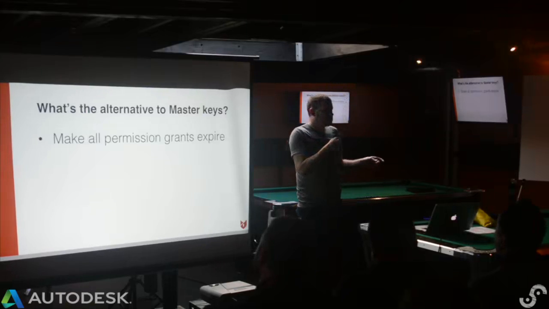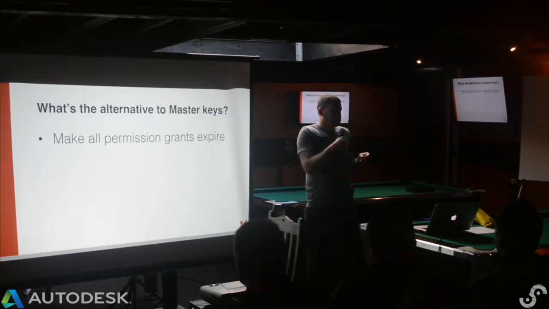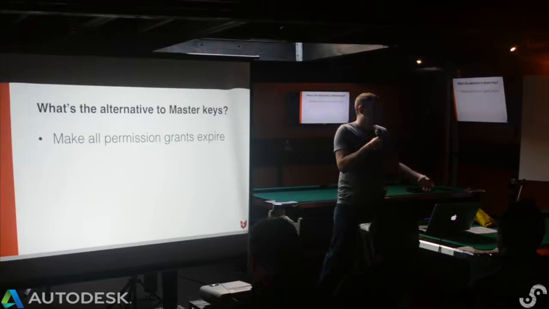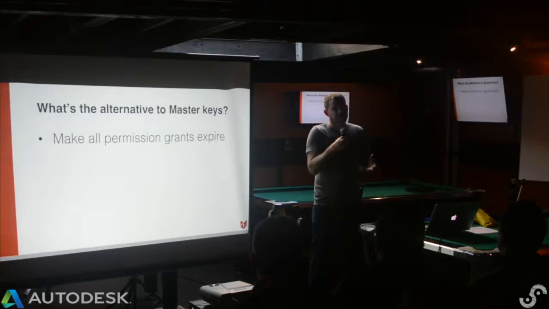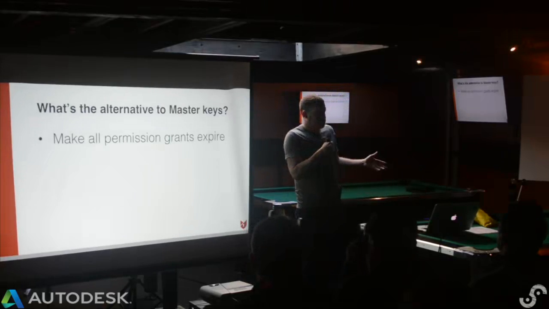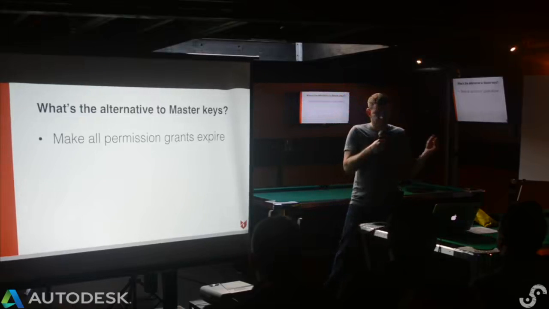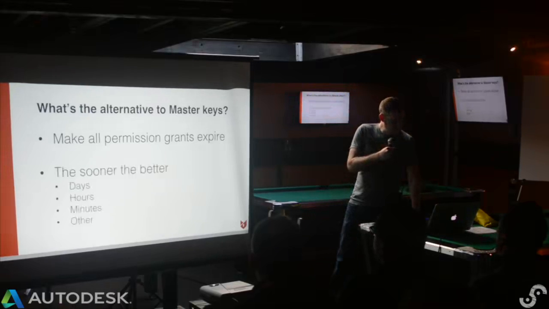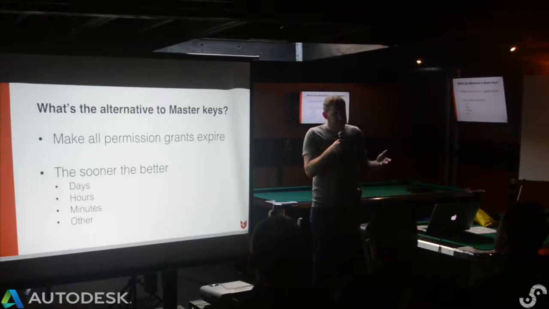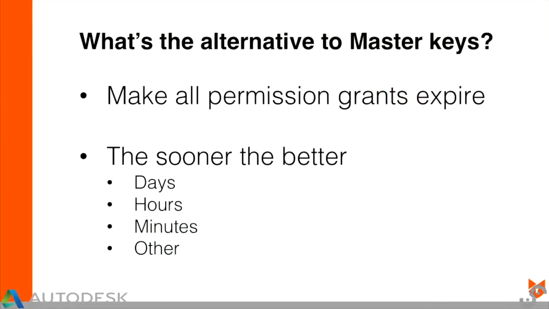And you want these to be short. Ideally, it would be you can use this token to log in once, and then you can never log in again unless you get that permission again. There's a whole spectrum here, but the idea is that they all expire. And as I just said, the sooner the better. Maybe you could measure that in days, maybe it could be hours, maybe it could be minutes, or maybe there's some other event that's going to require this access to go away.